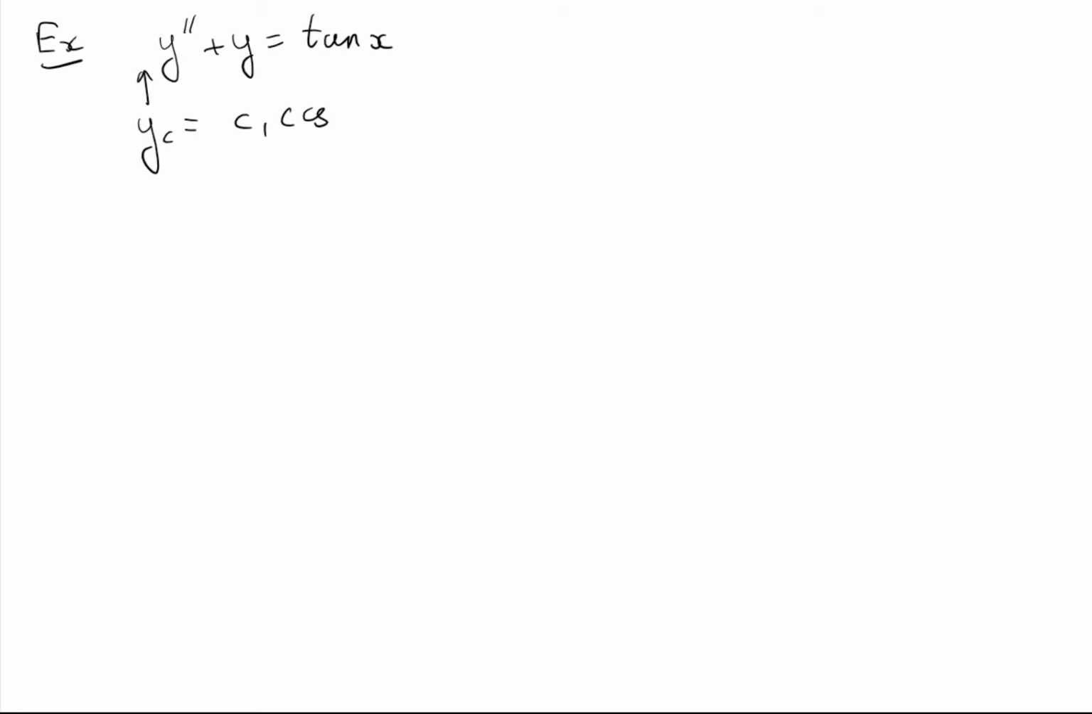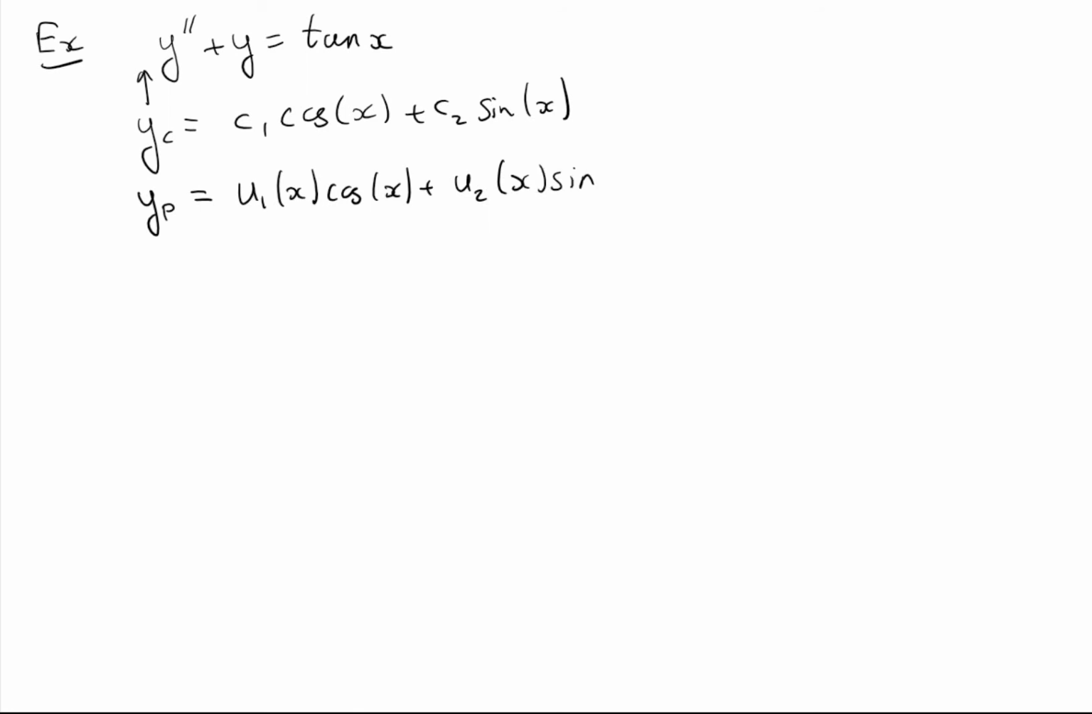C1, in this case, is cos x plus C2 sin x. That means my guess for the particular solution is going to be a function of x times cos x plus another function of x times sin x. And that means from the preceding derivation, I know immediately what u1 prime is. It's minus y2 times f divided by the Wronskian, and u2 prime is y1 times f divided by the Wronskian.